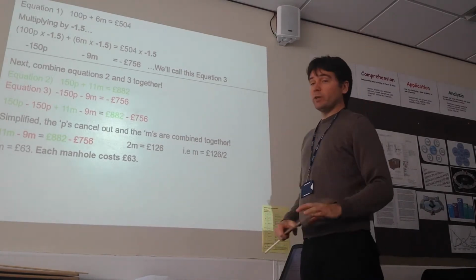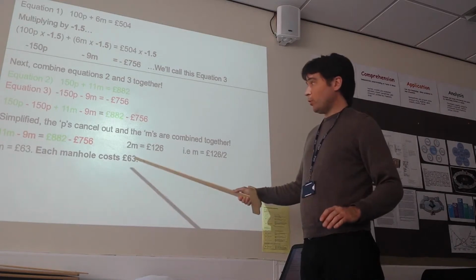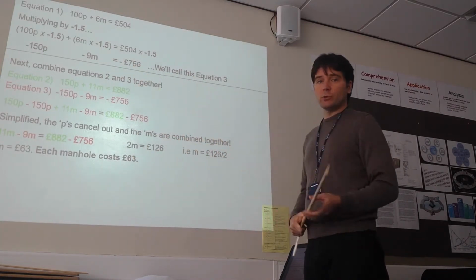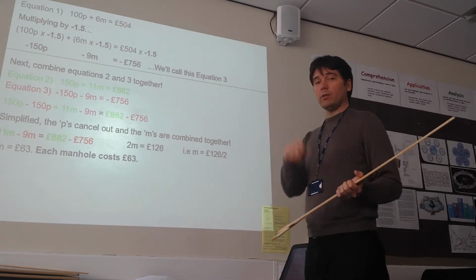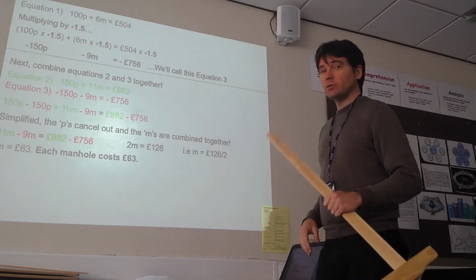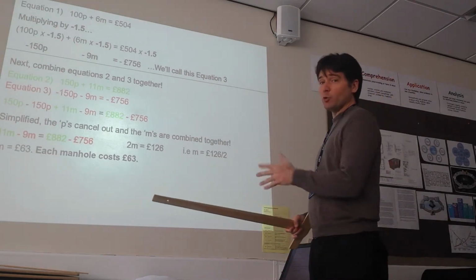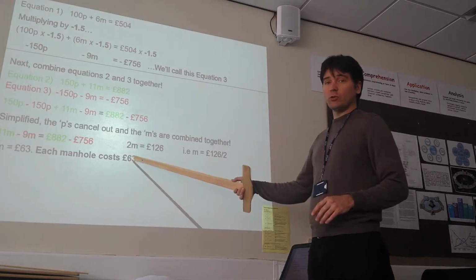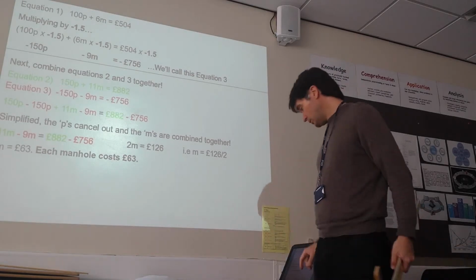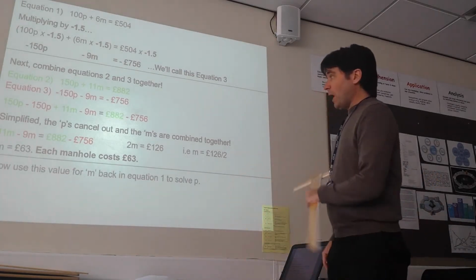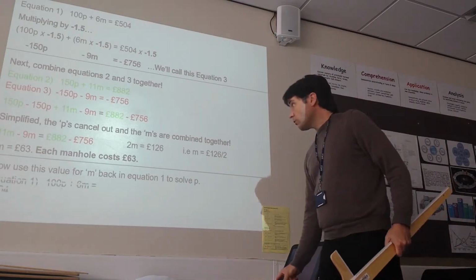The beautiful bit now is in the bottom, we can put that number back into equation 1 or equation 2 and work out how much 1 metre of pipe is. There's no longer 2 unknowns. We had p and m unknown. M's no longer unknown. There's just p unknown now. So we'll put m back in equation 1 to solve p.